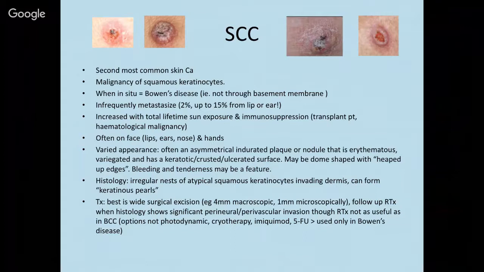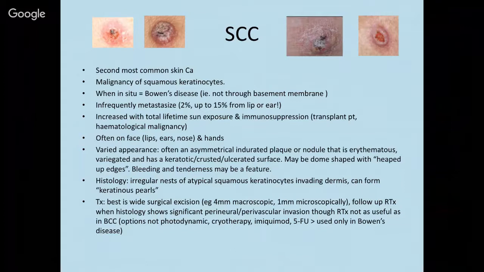So they're, again, strongly associated with total lifetime UV exposure, but also immunosuppression. So an exam question might talk about a transplant patient on immunosuppressive drugs, or someone receiving chemotherapy or with leukemia or something like that. And they're at much higher risk of getting SCCs. Again, they're often on the face, but also on the hands.